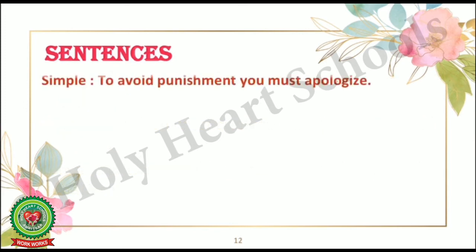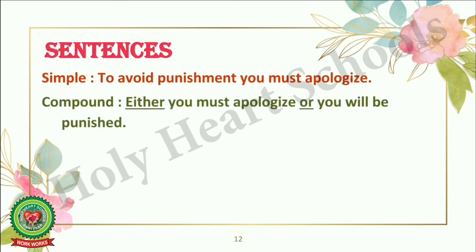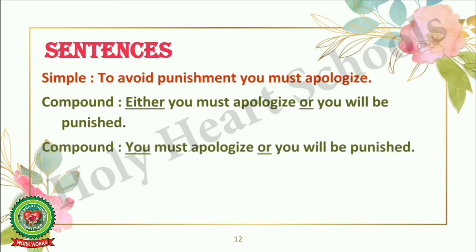Now next one, to avoid punishment you must apologize. Children, again here we have two situations. The first is avoiding punishment and the second is to apologize. So we can use either or and simply or. So your answer can be like, either you must apologize or you will be punished. Or you must apologize or you will be punished.